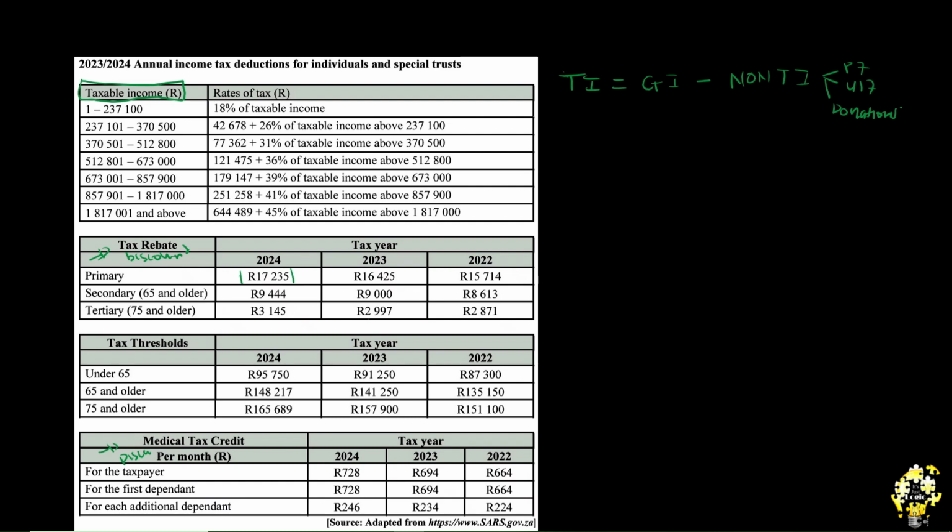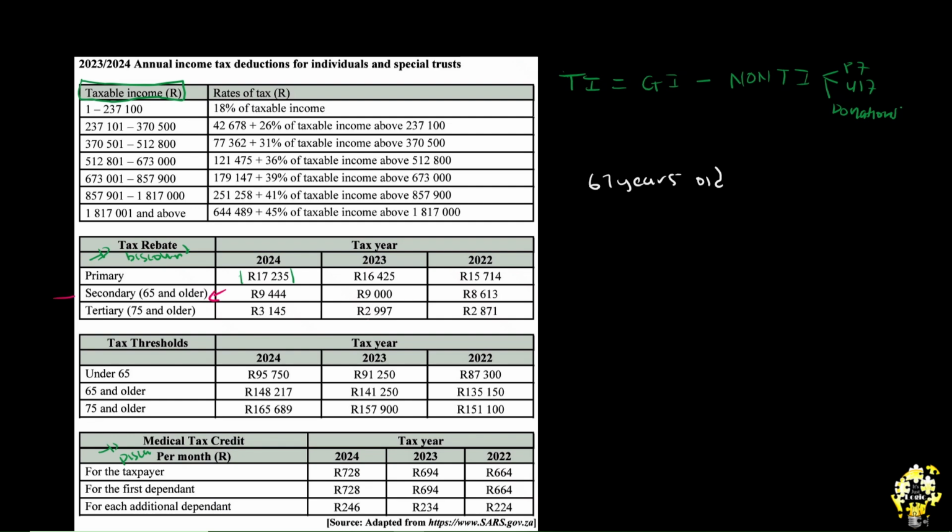17,235. But let's make this example now. So you find that that particular individual in 2024 was 67 years old. Now, the first question you should ask yourself is: under which rebate do they fall? Well, simply because they are 67 years old, they fall under the secondary rebate because it says 65 and older.